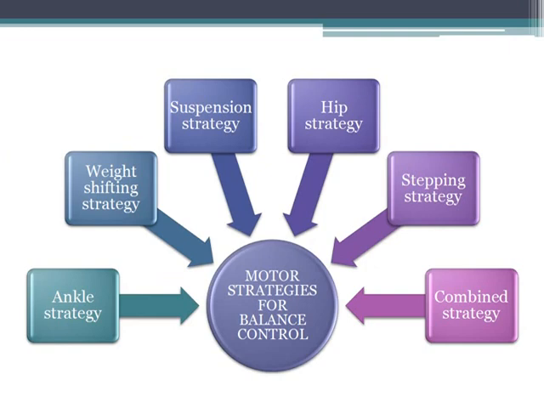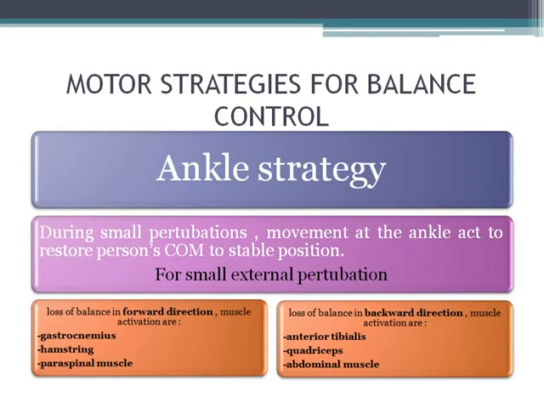Now motor strategies for balance control. So there are 6 strategies: ankle strategy, weight shifting strategy, suspension strategy, hip strategy, stepping strategy and combined strategy. So these 6 strategies are used for control over balance. Now we are talking about the first, the ankle strategy.